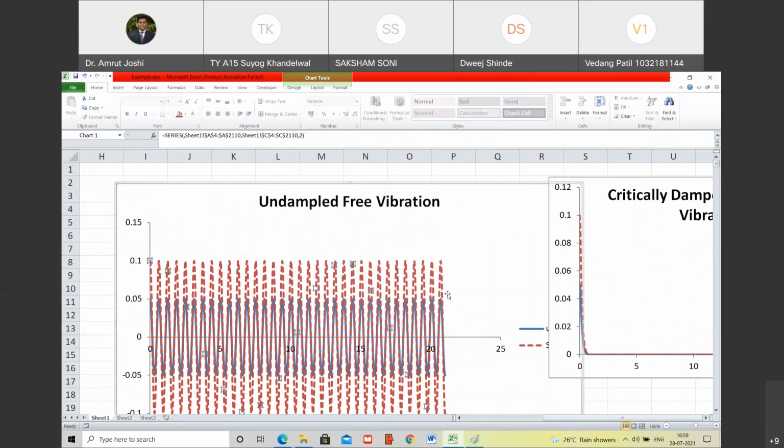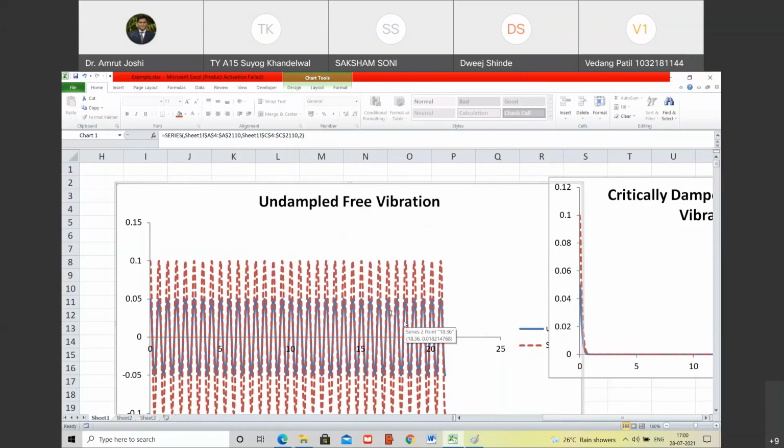So this dotted red line represents the free vibration response of undamped system when the mass is pulled by 100 mm, whereas this thick blue line represented the response of undamped system when the mass was pulled by 50 mm towards right. Do you agree with me? And what is the observation?